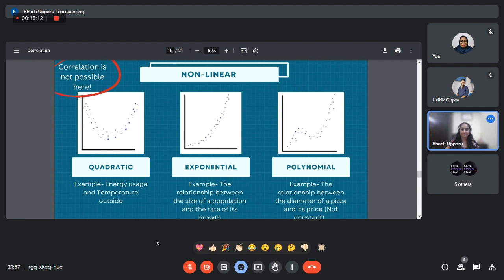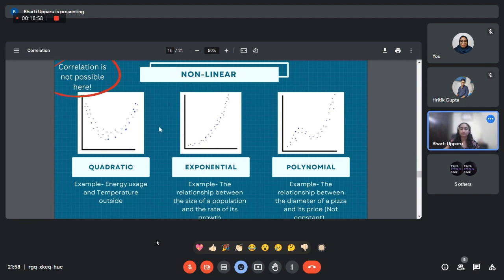One is quadratic. An example of a quadratic relationship might be energy usage and the temperature outside. Let's say the temperature is very high outside, it's very hot, so obviously our energy usage increases. Then as soon as the temperature decreases a little, our energy usage also goes down. And if the temperature becomes very low, the energy usage increases again. So that's where you can see a quadratic pattern.